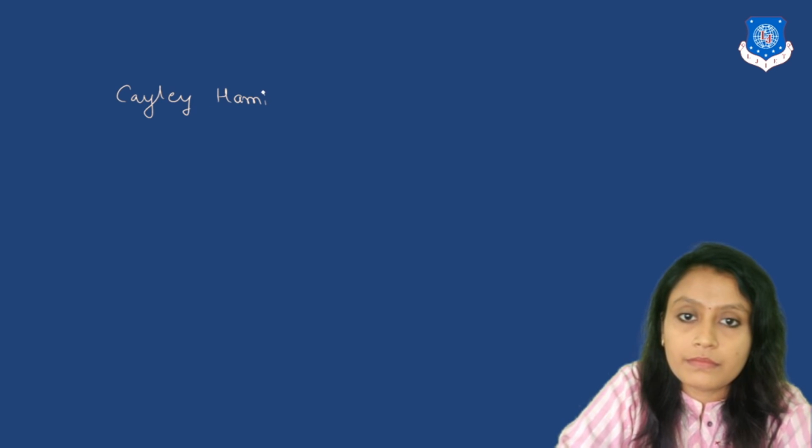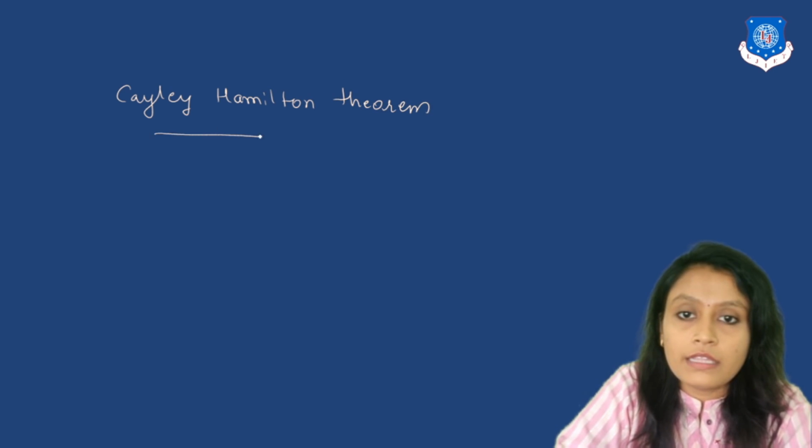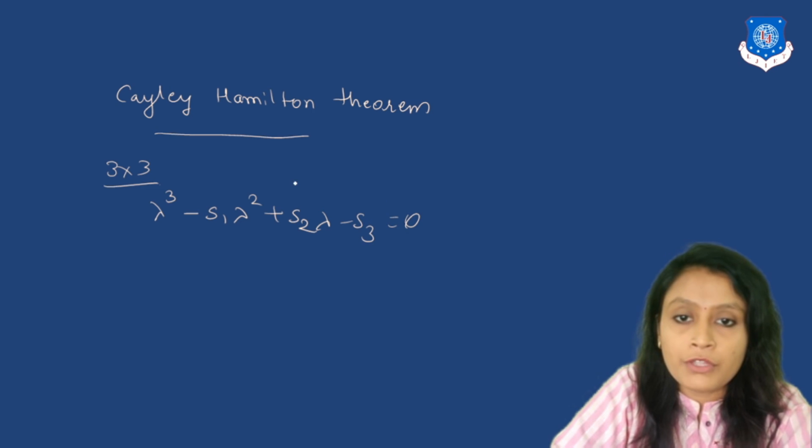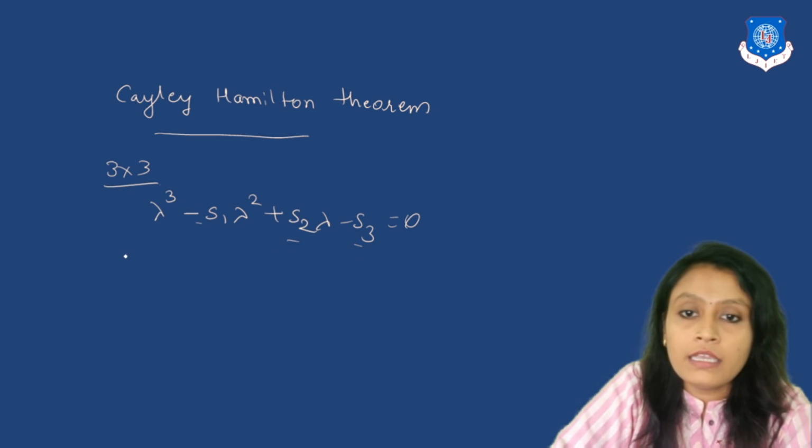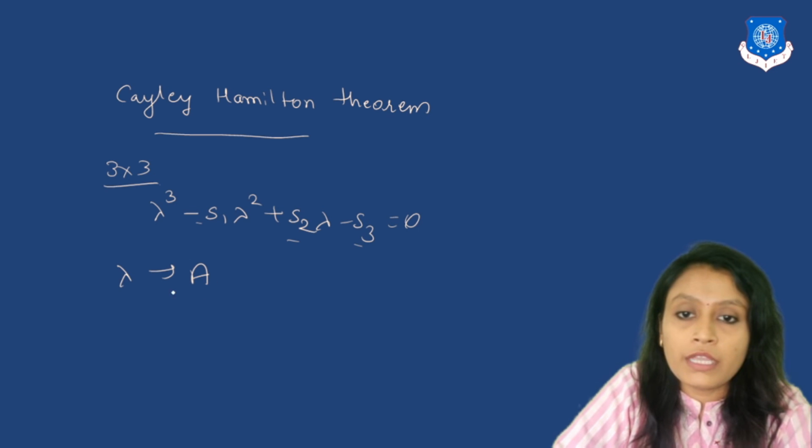Cayley-Hamilton theorem. So the statement of the theorem is that every square matrix should satisfy its own characteristic equation. Okay, so firstly, suppose if we have a 3 cross 3 matrix, right? So we have this characteristic equation as lambda cube minus S1 lambda square plus S2 lambda minus S3 equal to 0. So what we have to do, firstly we have to find this characteristic equation by solving this S1, S2 and S3. Okay, and then in place of lambda we have to substitute A, so you will get the equation in the form of A.